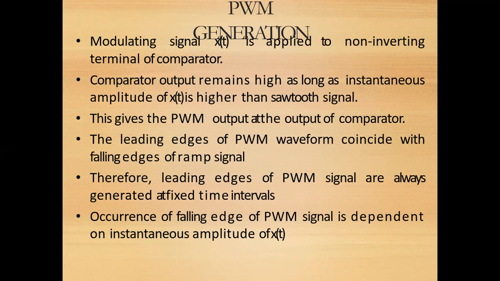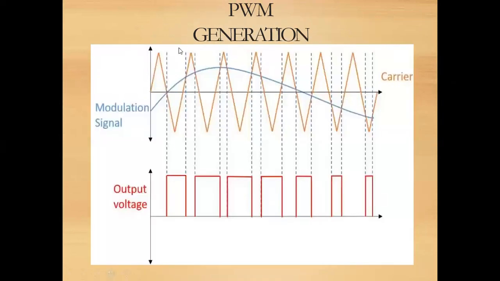As we know, the comparator output remains high as long as the instantaneous amplitude of x(t) is higher than the sawtooth waveform. This gives the PWM output at the output of the comparator, and the leading edges of the PWM waveform coincide with the falling edges of the ramp signal. Therefore, leading edges of the PWM signal are always generated at fixed time intervals. We can observe this in this waveform.